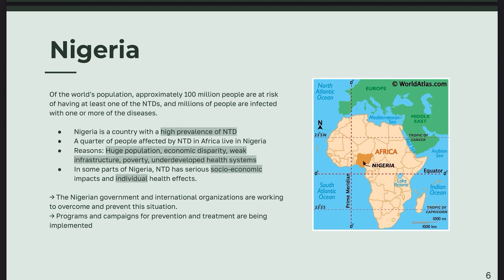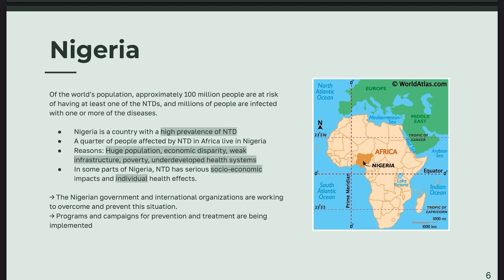Of the world's population, approximately 100 million people are at risk of having at least one of the NTDs, and millions of people are infected with one or more. As I said in the previous slide, Nigeria is a country with a high prevalence of NTD, as a quarter of people affected by NTD in Africa live in Nigeria. The reasons for this are huge population, economic disparity, weak infrastructure, poverty, and underdeveloped health systems.